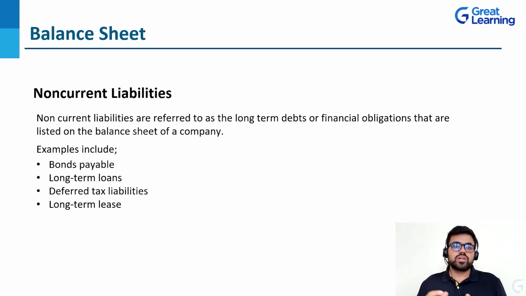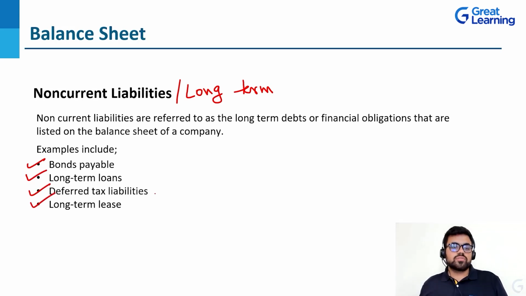Next comes non-current liabilities. Similarly, non-current means long-term, which are not due within 1 year. So all these: bonds payable, long-term loans, deferred tax liabilities, long-term lease. Sometimes a company takes a place for rent for 5 years or 6 years in total. So the rents that need to be paid may be paid later depending on the company's current situation. So that would be a long-term lease that it would have to pay.